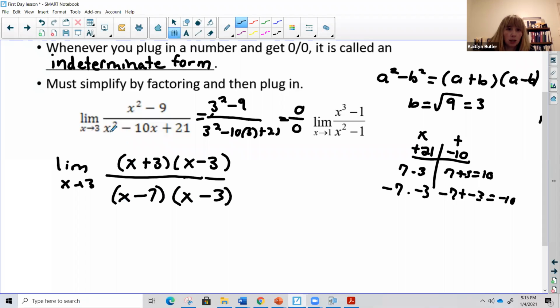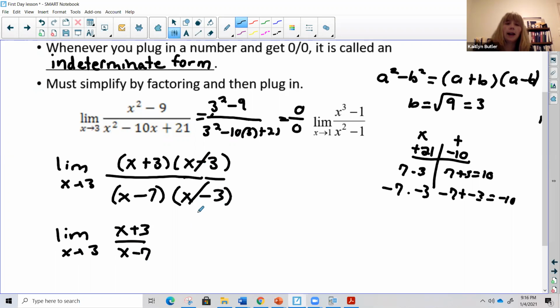So I have x times x, which is x squared. I have outer, which is negative 3x, inner, which is negative 7x, and then last, negative 7 times negative 3 is 21. Well, then my negative 7x and negative 3x adds up to negative 10. So it works. So once you do that, what should happen is you should have a common term. If you don't, you probably factored incorrectly because most of the time you'll have a common term. And so these common terms reduce or cancel. And so this expression is the same thing as x plus 3 over x minus 7.